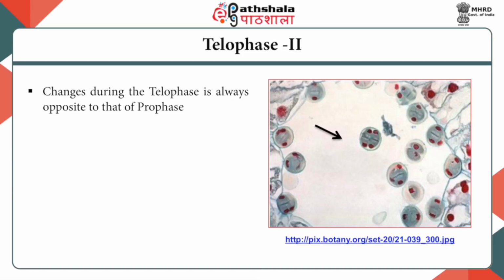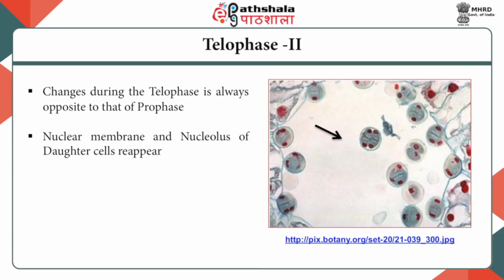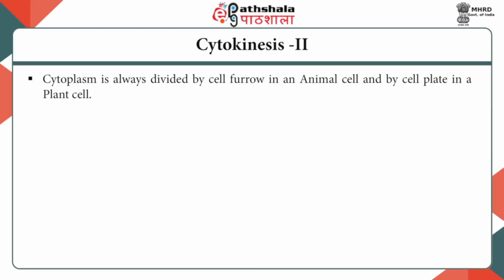During telophase 2, changes are always opposite to those of prophase. The nuclear membrane and nucleus of the newly formed daughter cells reappear. Spindle fibers disappear and DNA again decondenses. Now again, the cytoplasm undergoes division to form four daughter cells. In animal cells, it takes place by cell furrow formation, and in plant cells, there is formation of a cell plate. Finally, at the end of meiosis, four daughter cells are formed having half the number of chromosomes compared to the parent cell.